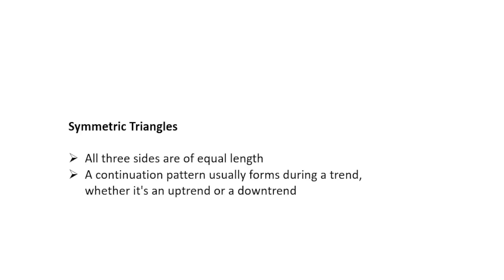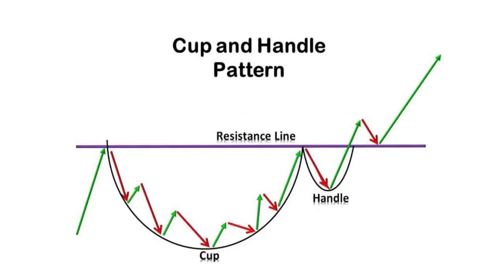So on the symmetrical triangle, we've said all three sides are of equal length. A continuation pattern that usually forms during a trend, whether it's an uptrend or a downtrend. So this takes us to our next pattern, the cup and handle.